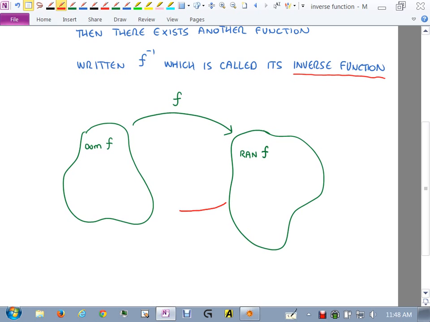But if f is 1 to 1, then there's a function that goes the opposite direction, yes? That function would go backwards like this. And now the range of f, oh, I should label this f with a little -1. This range of f is actually the what of this? The domain of f inverse. And then over here, the domain of f actually becomes the range of f inverse. So they switch spots, if that makes any sense.